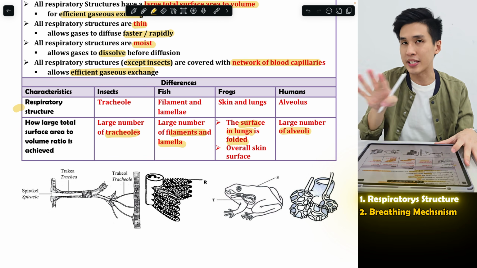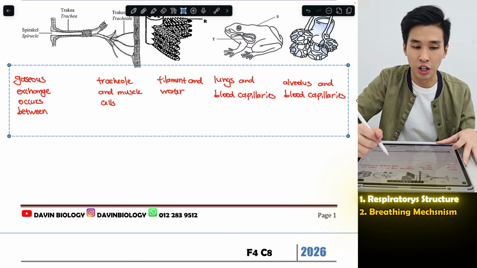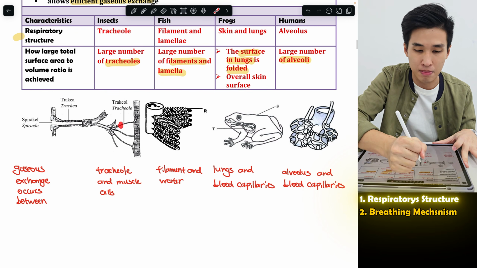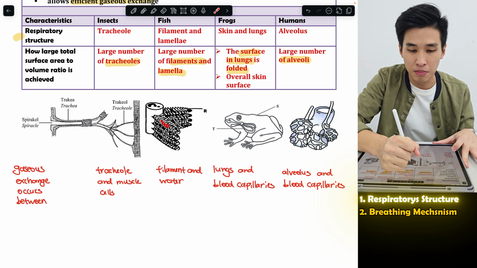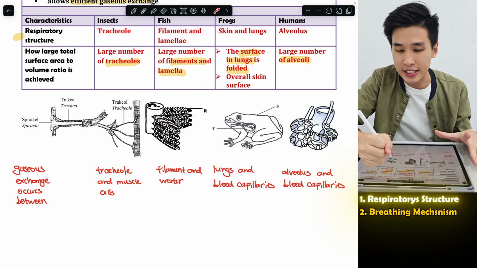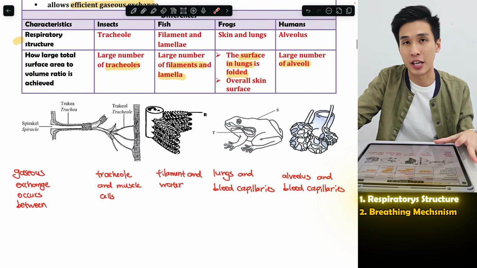And then I saw some schemes where they also write this, which means gases exchange occurs between what and what. In insects, it's the tracheoles and the muscle cells. For fish, it's the filament with the surrounding water. Oxygen goes in and out from the water. For frogs, it's the lungs and their blood capillaries. For humans, it's the alveolus and blood capillaries.